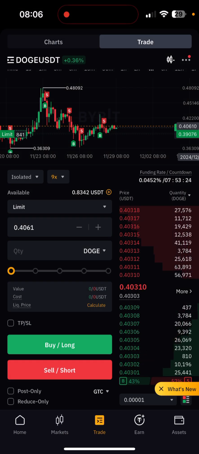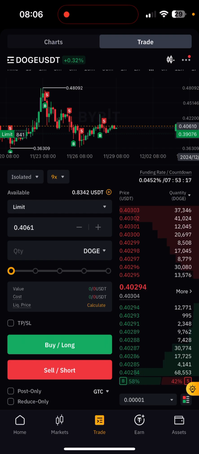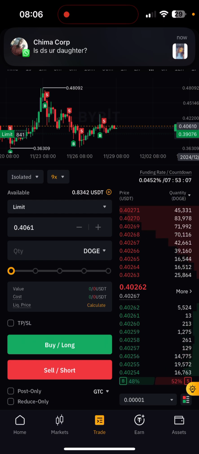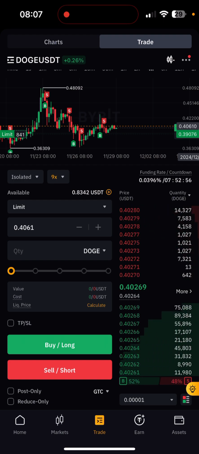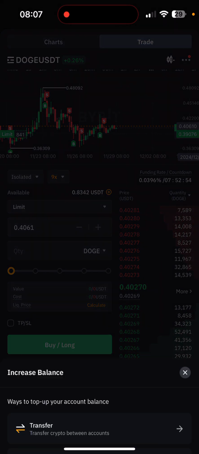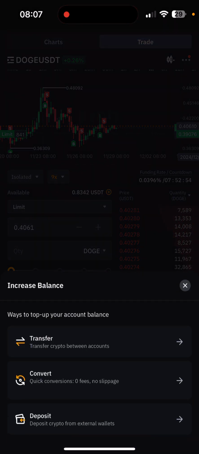If you look under the 9x, you will see 0.8342 USDT. This is the amount I have available to trade with. So if I had money in my spot wallet or another wallet, all I need to do is transfer the money into this wallet. To do that, I just click the plus sign close to the 0.8342. I click on it, and you're going to see transfer, convert, deposit.